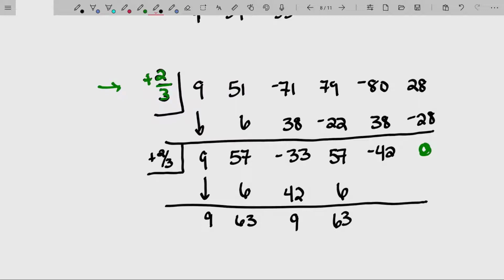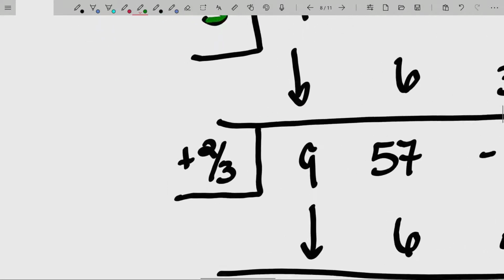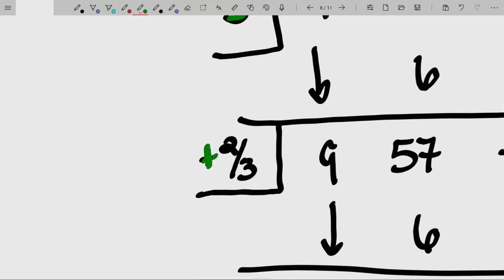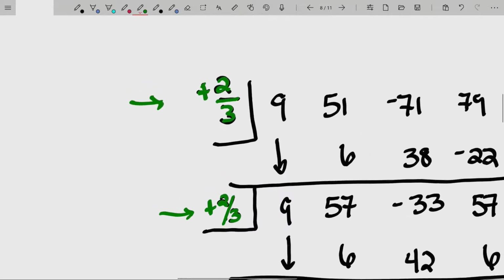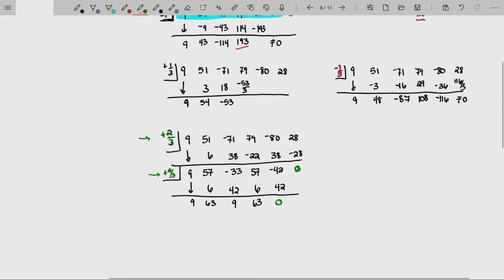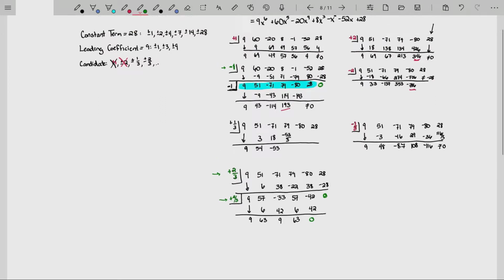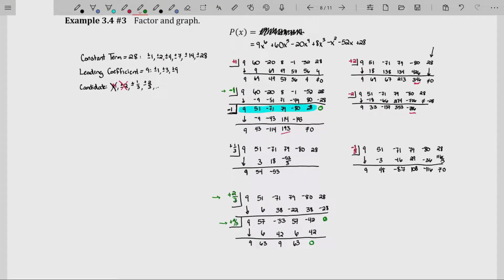Oh, look at that, it's like a little repeating pattern. Divide that by 3, times 2, that's going to be 42. And that will actually add to 0. So again, 2/3 is a zero yet again. Point a little arrow at that. So now we have 1, 2, 3 zeros already. Well, I don't want to say already because that's a lot of work.